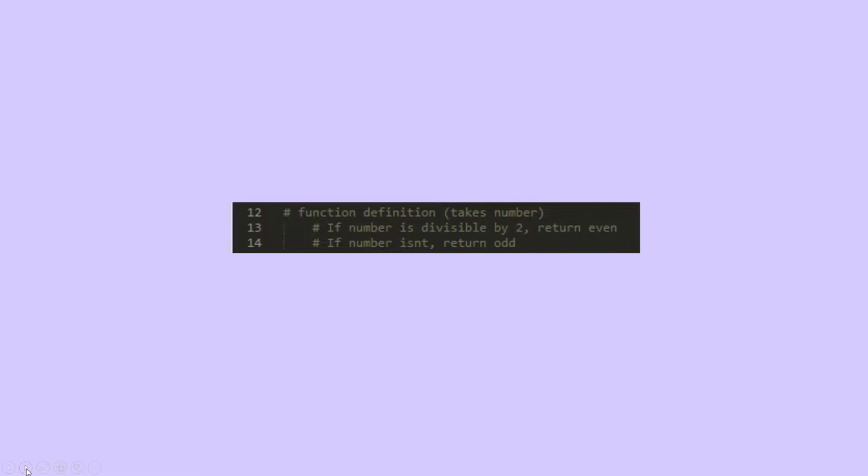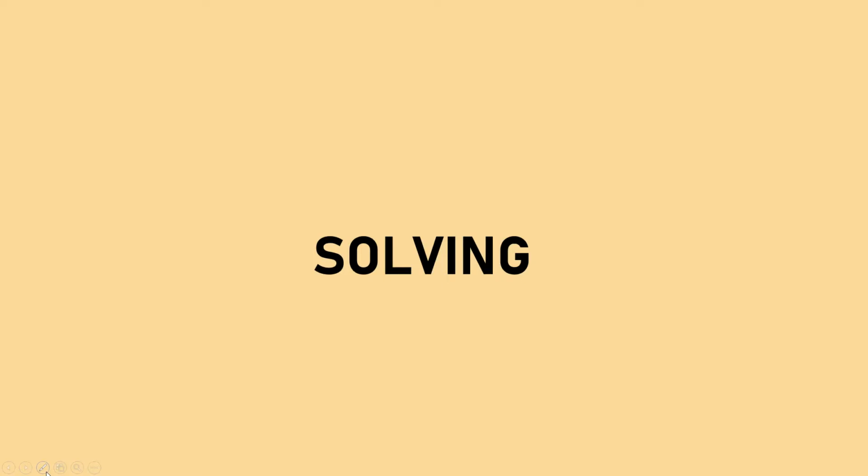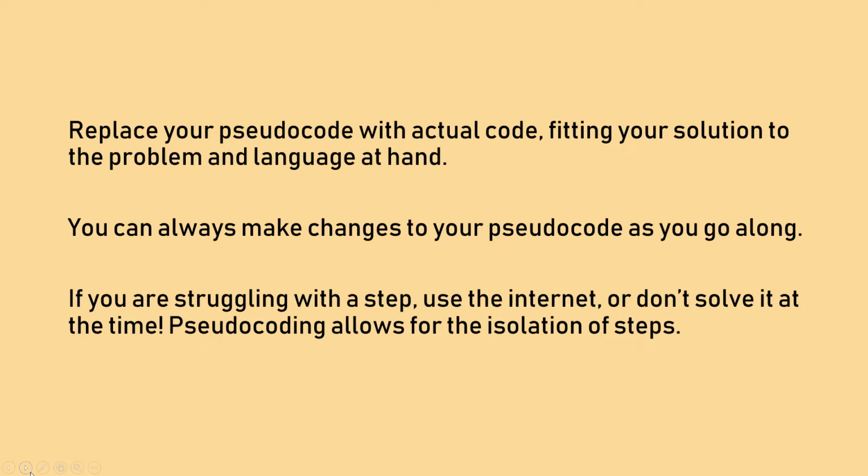So the next step, although it may seem like the most important, it's actually not in the grand scheme of things, and that's actually solving it. So this is where you're actually writing the program. So what you would do is take your pseudocode and kind of convert that into your language. So maybe you're writing it in Java or C++ and you have your basic pseudocode, and you would convert that into something that would run in the language.